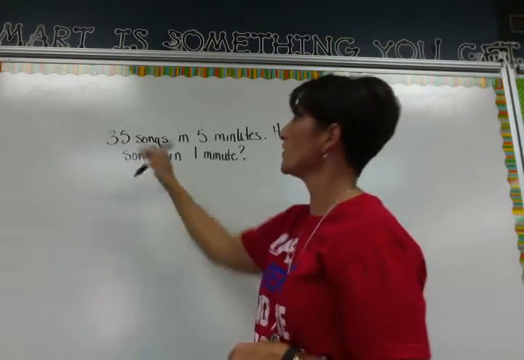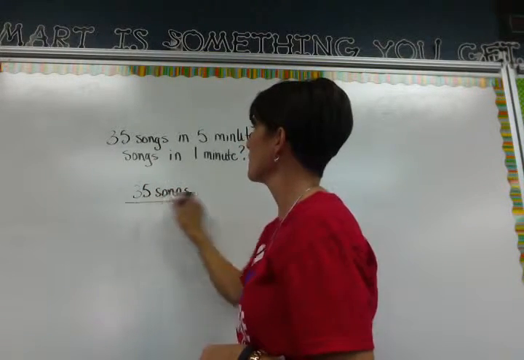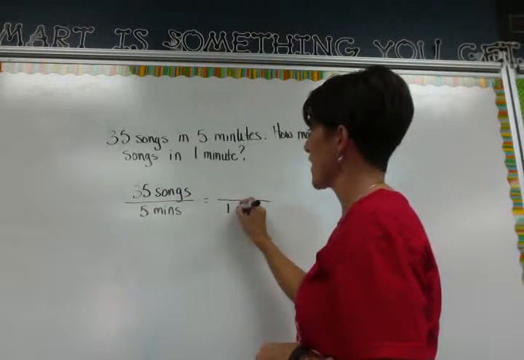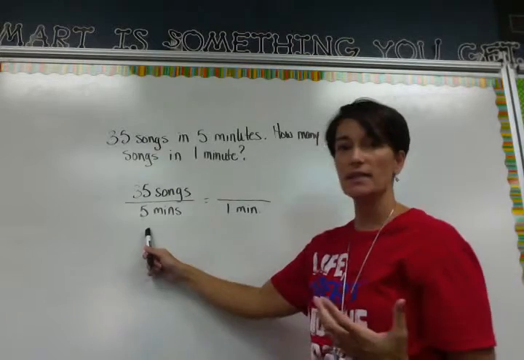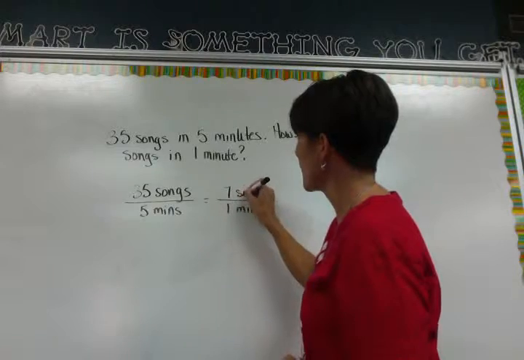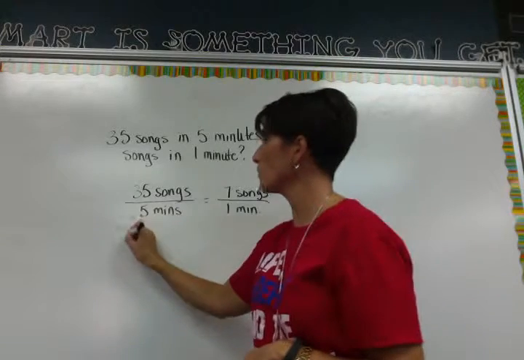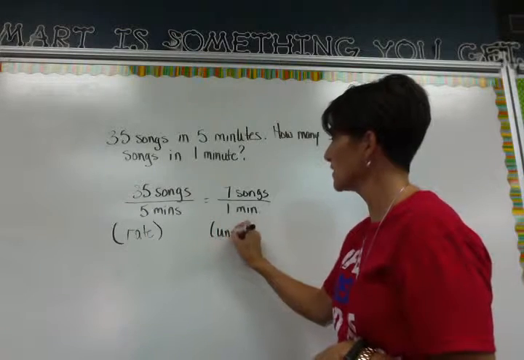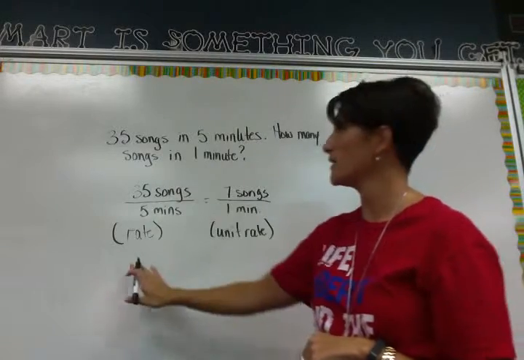All right, so first I'm going to set it up as a rate. So the first one they gave me is 35 songs. I'm going to put that over 5 minutes. And they want us to figure out how many songs in 1 minute is what they're trying to ask us. So I'm first going to see, does 5 go into 35? And it does. So I would say there are 7 songs in 1 minute. So this would be our rate, and this would be our unit rate because it has a 1 as a denominator. So that's how you can make your correlation.